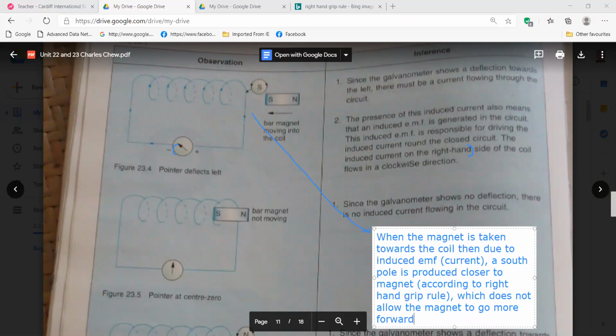Okay, so it is about the first diagram. And right after this first diagram, you draw the third one. Yeah, that is figure 23.6. Then you will write the description of that one, which one is opposite of it.